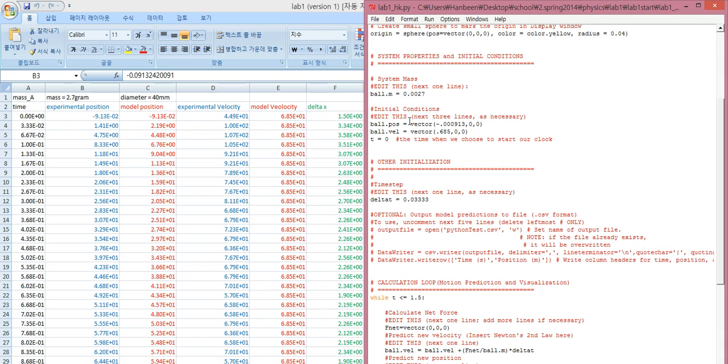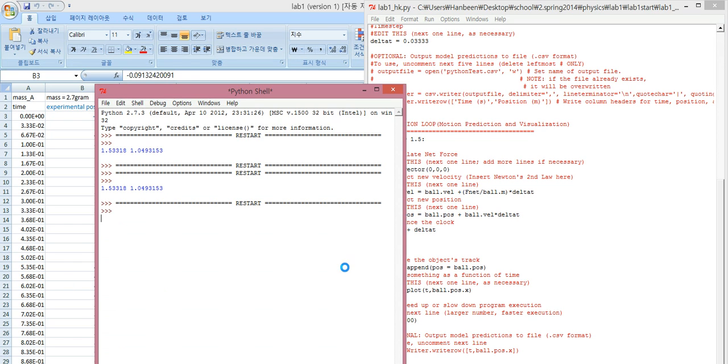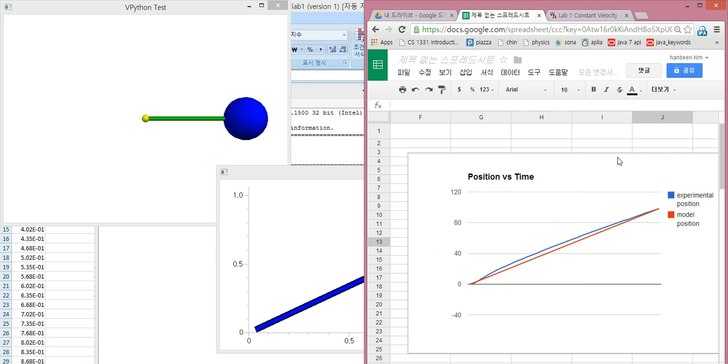The initial position was this, which is this. Initial velocity is 0.685. This is centimeters and this is meters, so that's different in the decimal value. Delta T is 0.03, and the video lasted for 1.5 seconds, so I set it up like that. The first is 0, and this is Newton's second law, the same formula as this. When I run this, you can see the graph and the motion of the ball, same as the tracker. And the graph, I compare more specifically.